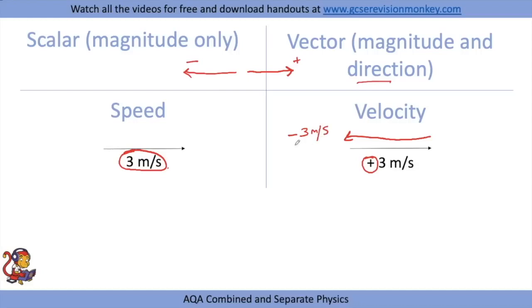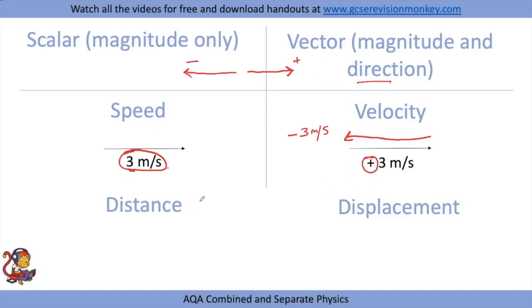So they are both very similar things. They're to do with how quickly an object moves. However, speed just takes into account the size, whereas velocity takes into account direction as well. And then there's another pairing to look at, which are distance and displacement. Displacement is the vector version of distance.